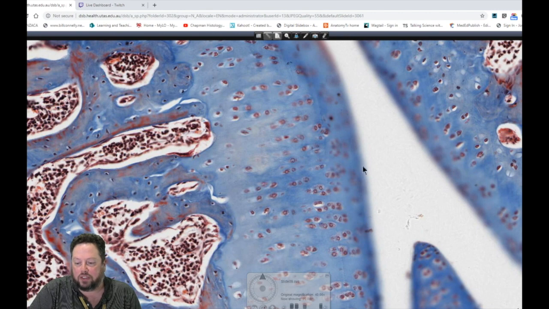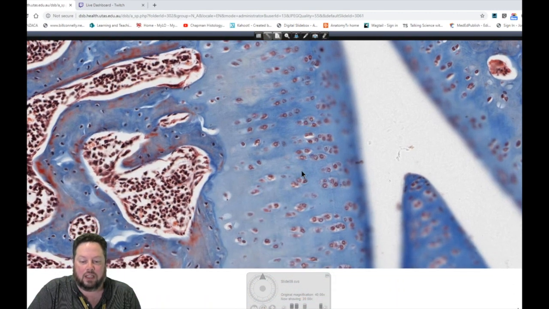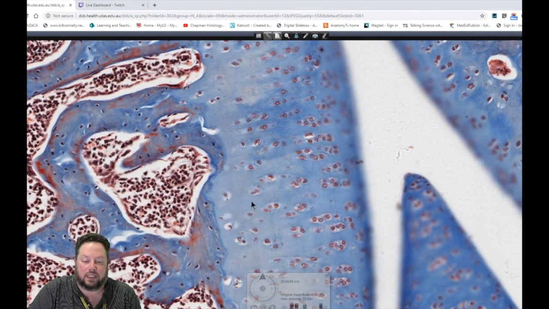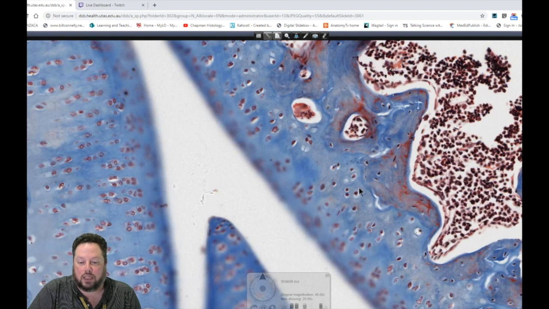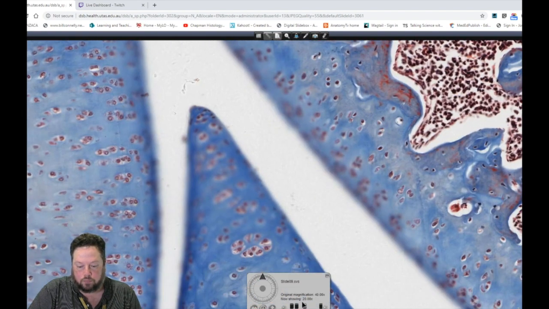So this is our articular cartilage. I'm sorry, some of this section is a little bit out of the plane of section here, so a little bit of artifact there. But this is our matrix, and here are our chondrocytes forming this articular cartilage.